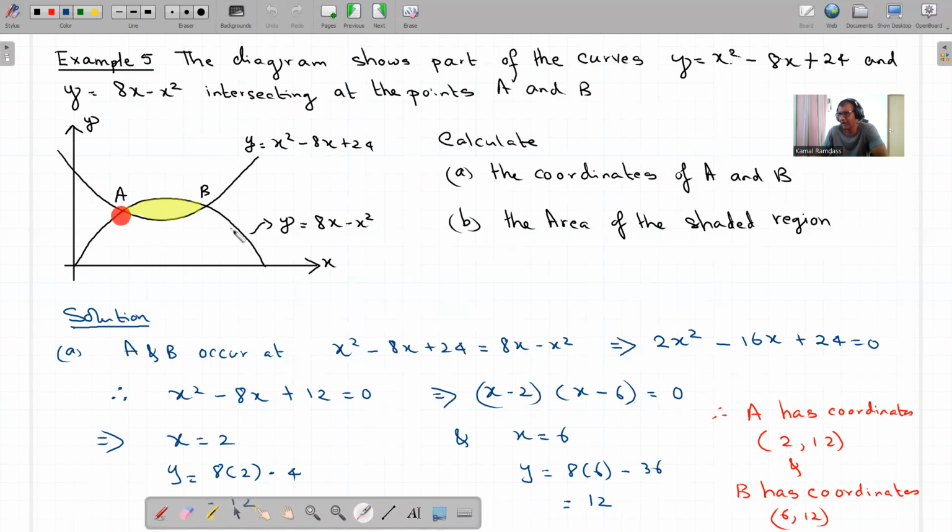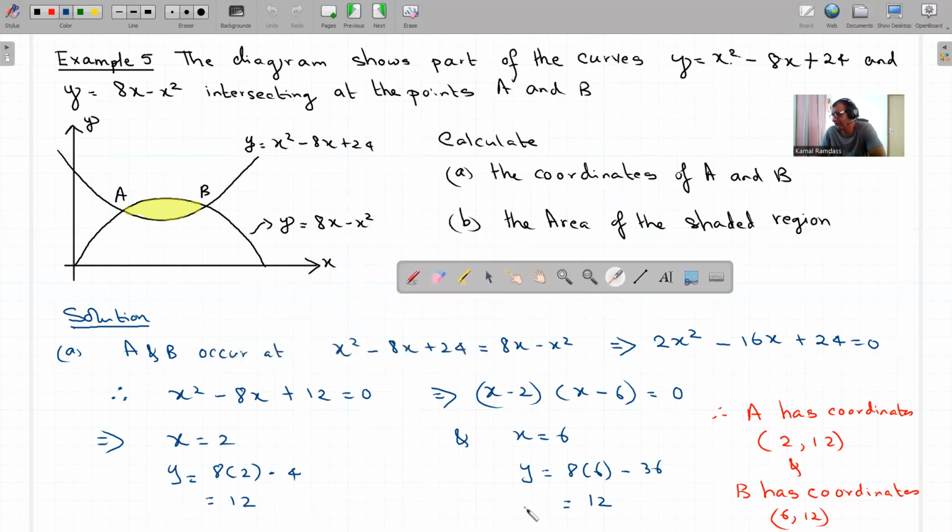Il paraît que ces deux-là ont la même hauteur. Oui, ils ont la même hauteur. Et voilà, la y coordinate, c'est 12. C'est-à-dire, A has coordinates 2 and 12, and B has coordinates 6 and 12. Ok. Vous trouvez comment Cambridge est simple? Il divise la question d'une façon qu'il nous donne les points facilement. Il n'est pas dit de calculer the area of the shaded region directement. Il casse en étapes.